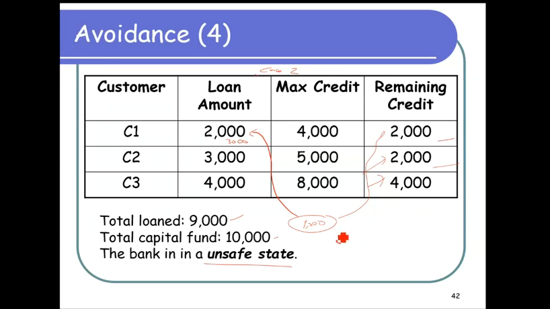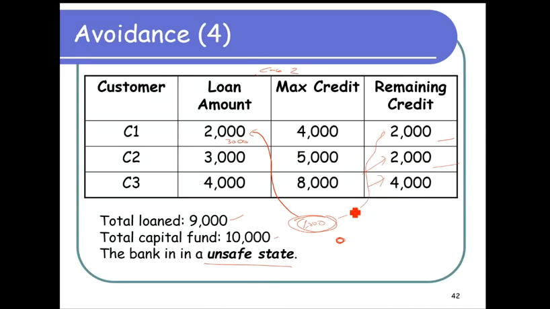Doctor, yes. How do we decide if it's in an unsafe state? This is the situation with the unsafe state. You have 1,000 here, and based on the algorithm, it cannot satisfy the remaining credit of any of the users. So this is an unsafe state, but this is not a deadlock yet.